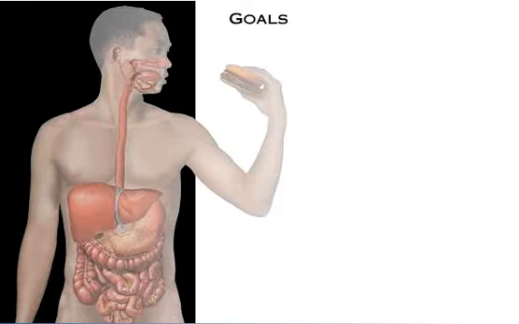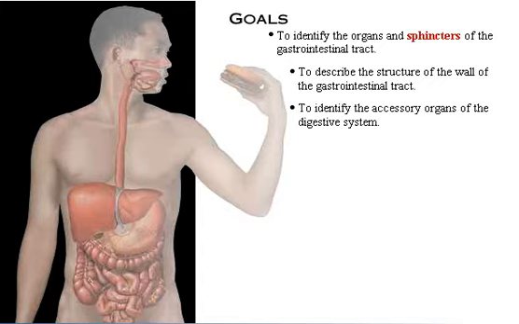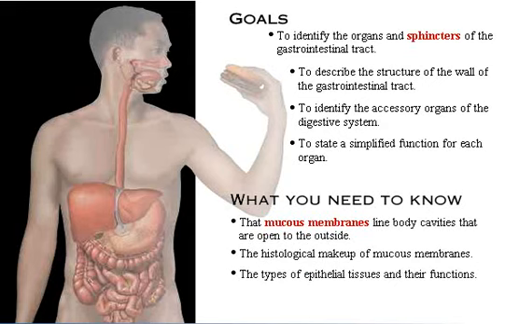Your goals for learning are to identify the organs and sphincters of the gastrointestinal tract, to describe the structure of the wall of the gastrointestinal tract, to identify the accessory organs of the digestive system, and to state a simplified function for each organ. Here's what you need to know: that mucous membranes line body cavities that are open to the outside, the histological makeup of mucous membranes, and the types of epithelial tissues and their functions. To see definitions of terms, click the bold red words.